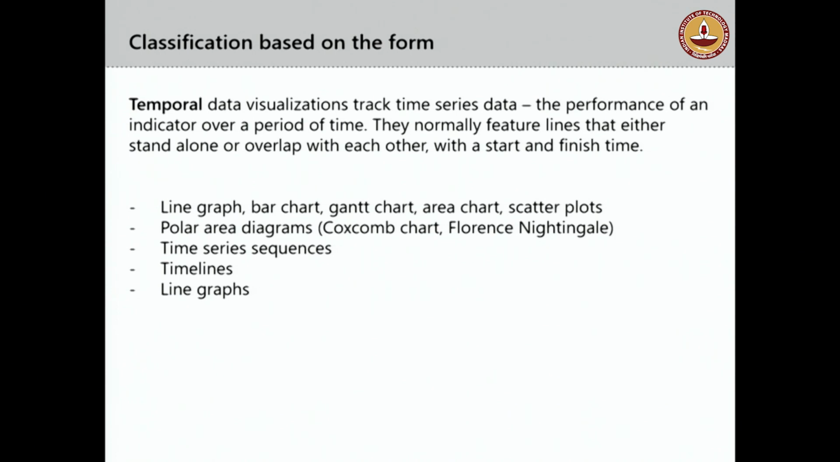Temporal data visualizations track time series data, the performance of an indicator over a period of time. They normally feature lines that either stand alone or overlap with each other, with a start and a finish line. So any kind of temporal data has a very linear form to it. In fact, yesterday you worked with temporal data. At least one variable of your data set was temporal in nature: start time, end time. So it's always linear. It always moves in one direction and you cannot rearrange them at all.